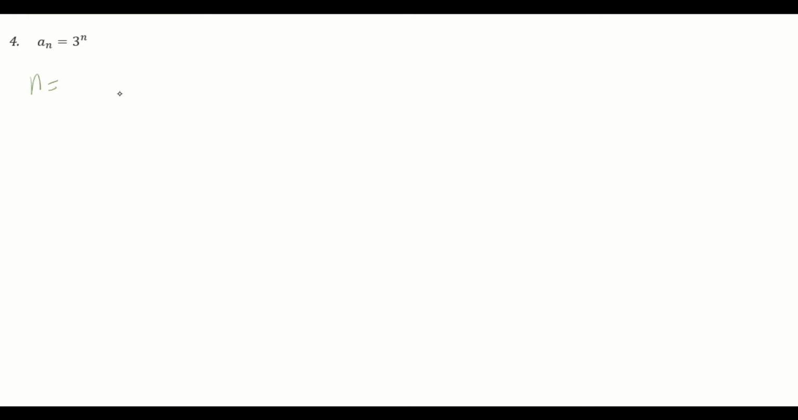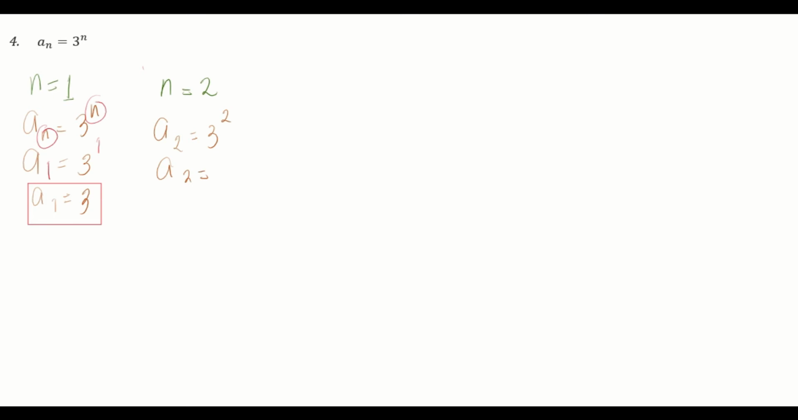So n equals 1 for our first term. A sub n equals 3 to the power of n. Changing our n to 1, we have a sub 1 equals 3 to the power of 1. A sub 1 is just 3 as our first term. N equals 2 to get our second term. Using our general rule, a sub 2 equals 3 to the power of 2. That means a sub 2 is just 3 times 3 from 3 squared, or multiplying 3 twice by itself. So our second term is 9.